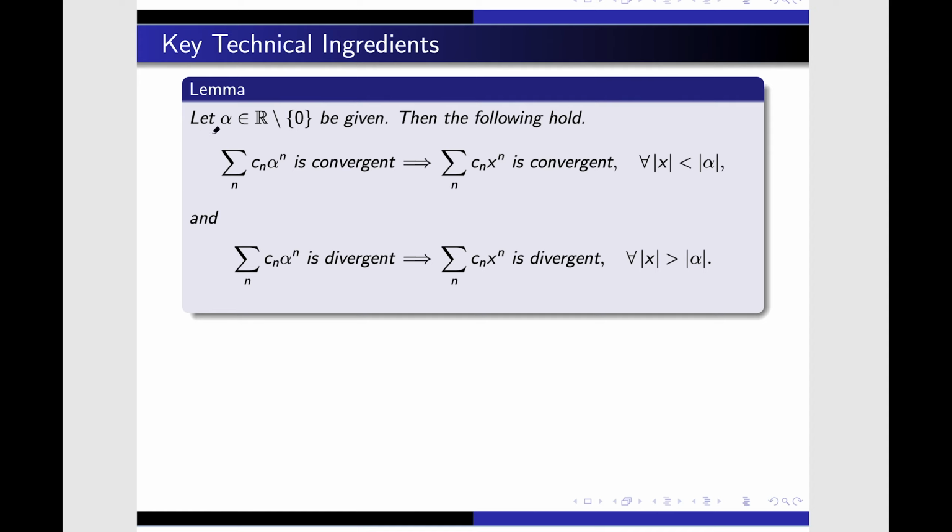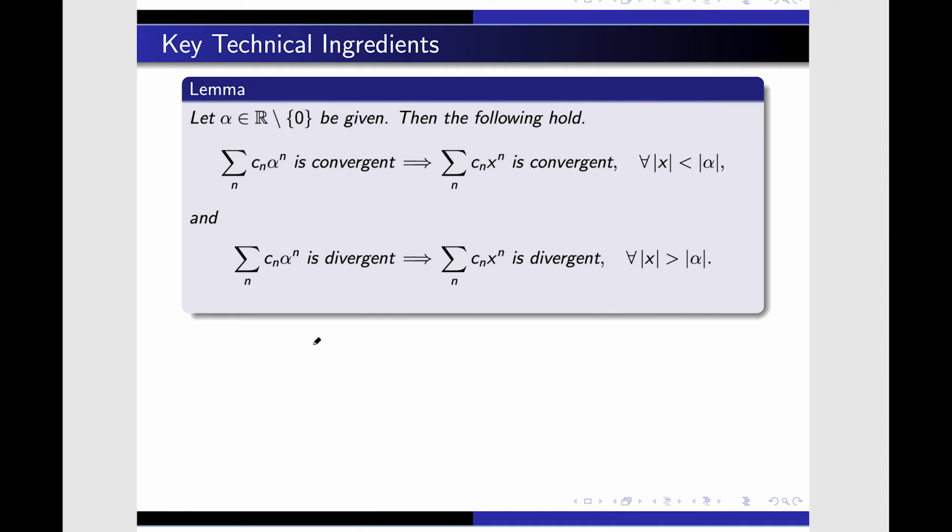And let's read it. Let alpha be a real number that's not 0. This means alpha is a non-zero real number that's given. And then the following is going to happen. If the series whose terms are Cn alpha^n is convergent, then the series whose terms are Cn x^n is convergent for all x in absolute value less than the absolute value of alpha. And if the series whose terms are Cn alpha^n is divergent, then this is going to force the following conclusion: the series whose terms are Cn x^n is divergent, for any number x whose absolute value is bigger than the absolute value of alpha.